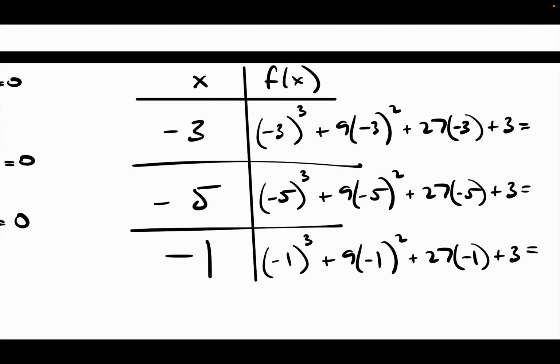Let me change the color. -3 cubed is -27. -3 squared is 9, times 9 is 81. 27 times 3 is 81. Plus 3. So the 81s are going to cancel out. And really you just have -27 plus 3, which is -24.